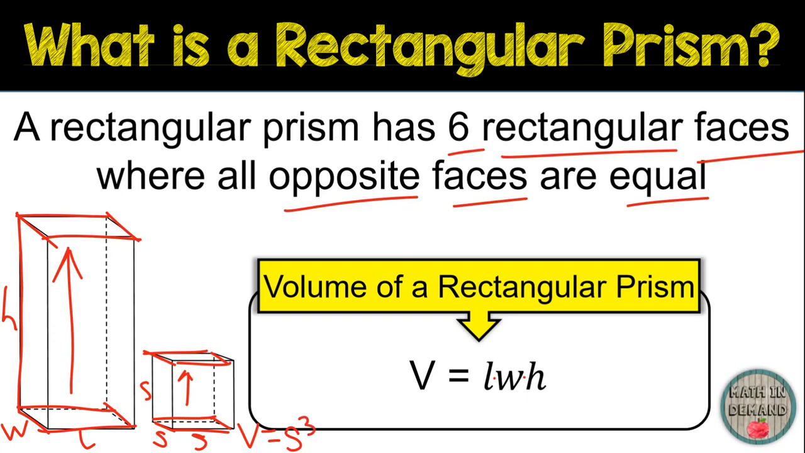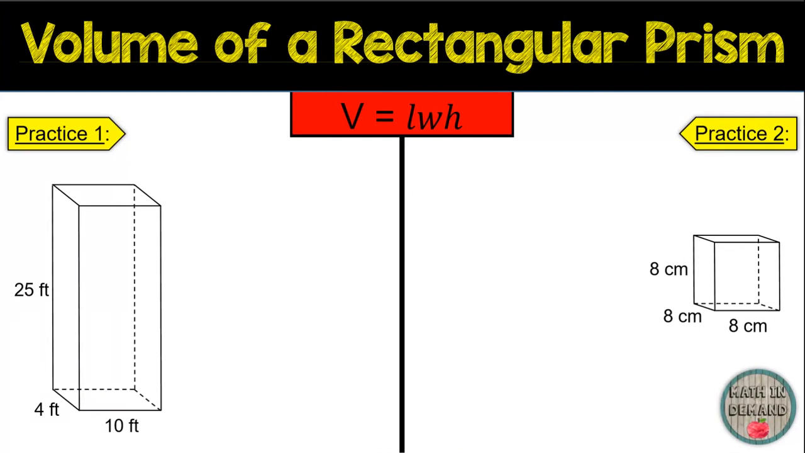Now, if you forget this formula, that's okay because you can still use the formula of a rectangular prism because a cube is a rectangular prism. Okay, so let's take a look at some examples. Okay, so let's work on practice problem number one. We can see that we have a rectangular prism that has a length of 10 feet. We have a width of 4 feet and a height of 25 feet.